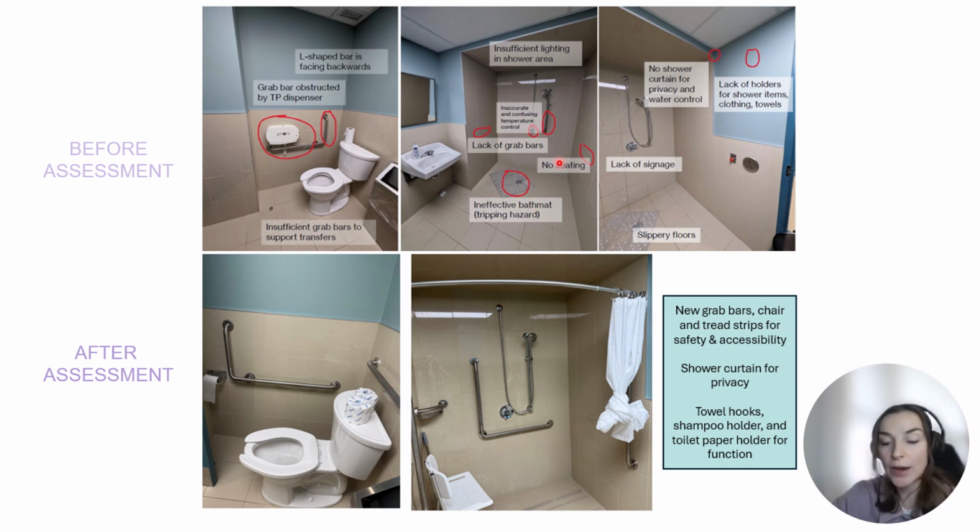And then in the shower area, there were also issues like no grab bars, no seating, and a bath mat that wasn't optimal. It doesn't have really good grips. After recommendations were made, grab bars were installed. There's now a shower chair. There are tread strips that don't require a bath mat, which can be moved around, but these are stuck to the floor. And a shower curtain was also added for privacy and dignity.